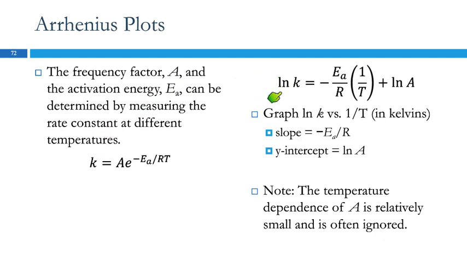The natural log of the rate constant is equal to negative activation energy over R times 1 over T plus natural log of A. And what was done here is they took the natural logarithm of both sides of the equation. So here, the natural log of K is on our y-axis, 1 over T is on our x-axis, and this is our slope. The intercept is the natural log of A.